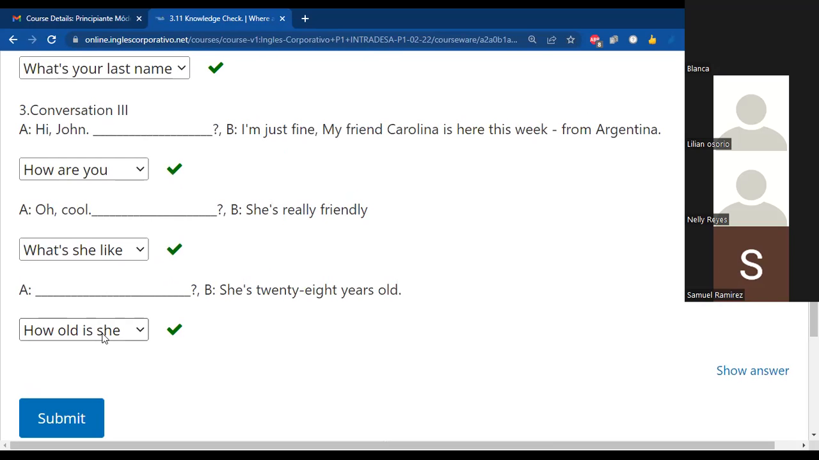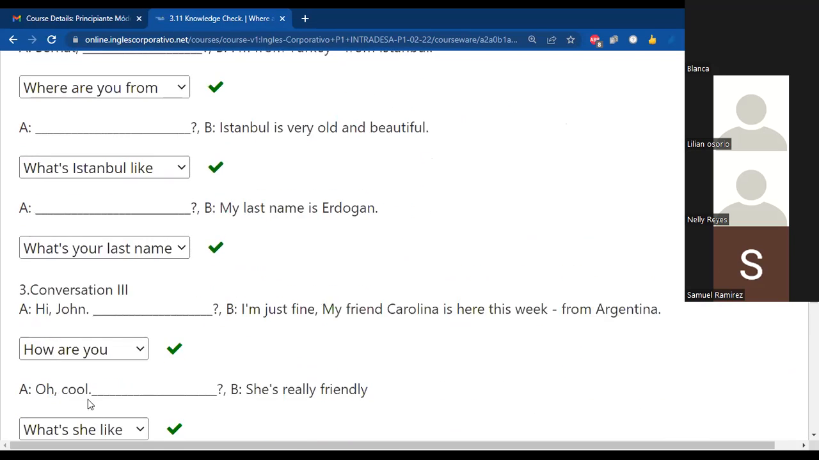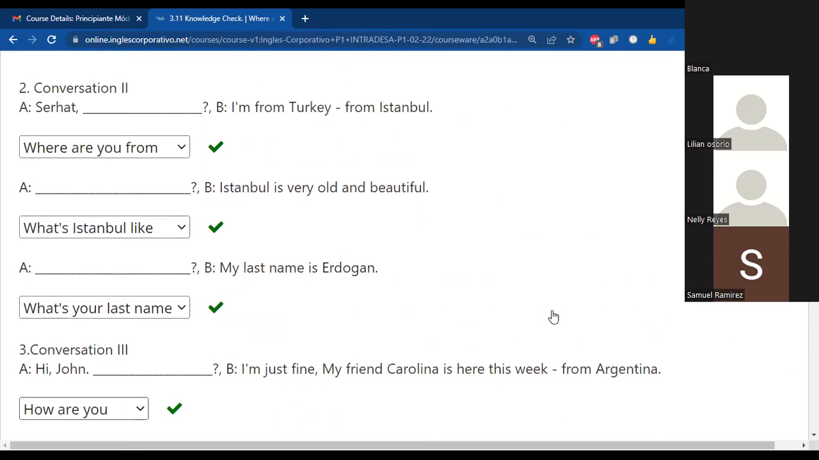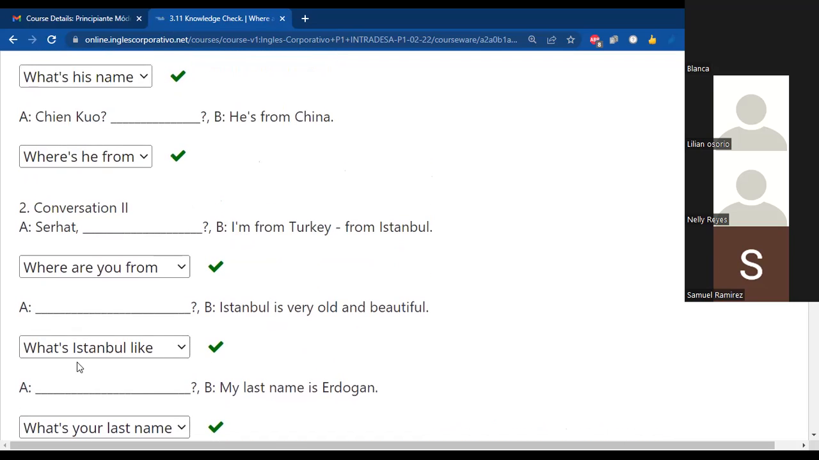How old is she? 28 years old. What is she like? She is really friendly. How are you? I'm fine. My friend Carolina is here this week from Argentina. What's your last name? My last name is Erdogan. What's Istanbul like? Istanbul is very old and beautiful.